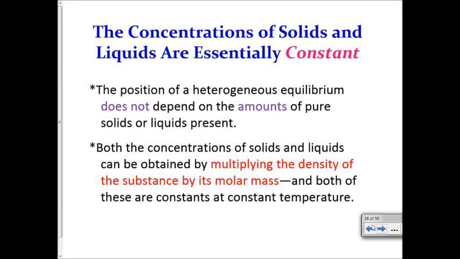Now why? Concentrations of solids and liquids are essentially constant. The position of a heterogeneous equilibrium does not depend on the amounts of the pure solids or liquids present, so we're going to exclude them from the expression. And basically this is the gist. The concentrations of solids and liquids can be obtained by multiplying the density by its molar mass, and they end up both being constant at constant temperature. Like I said, if you take away some of the particles, you're equally taking away the volume, so your concentration really doesn't end up changing, and it stays the same.